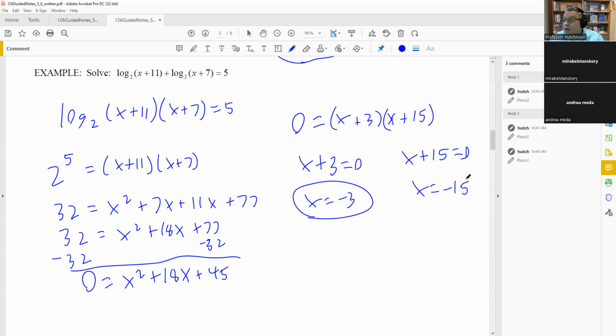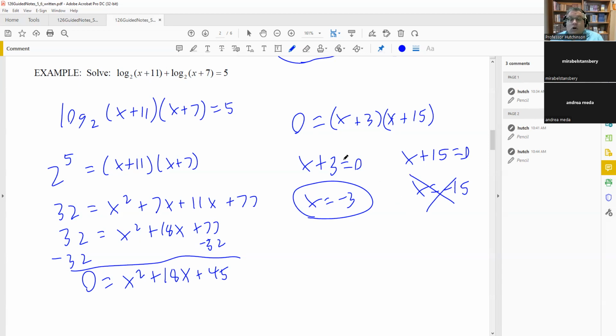Now let's try -15. You see a problem here? If you put -15 in here, -15 plus 11 is a negative number. So we don't even have to check anything else. If any of these logs turn negative, if you plug this in there, that answer needs to be eliminated. Okay, so this is not our answer because it's not in the domain of the log.